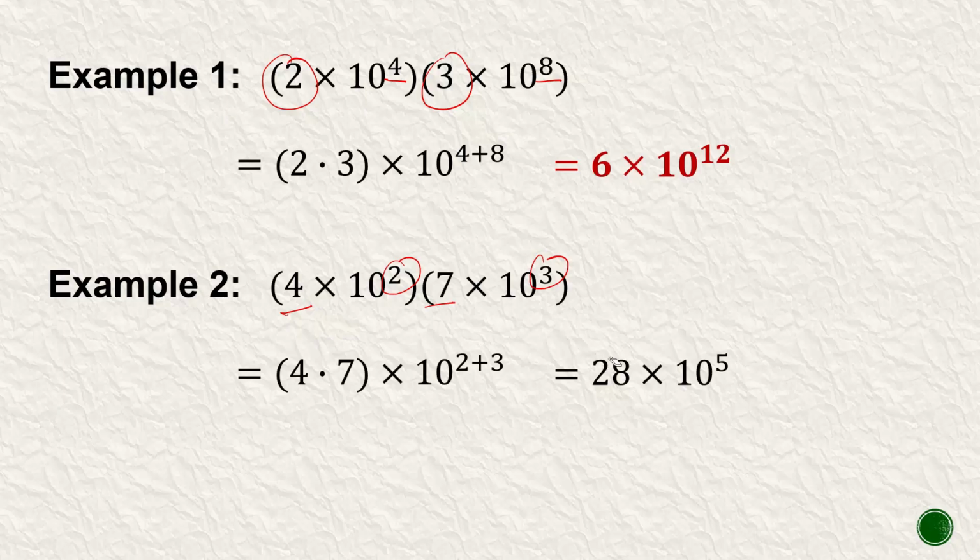Now, this is not the final answer because what we have here is a 28. So this number here should be from 1 to 9, meaning it should be 1 point something, 2 point something, 3 point something. The decimal point is obviously here, so we need to move the decimal point to the left. Once we do that, we will add 1 to the exponent. Why 1? Because we move the decimal point once. If we move the decimal point 2 times, we also need to add 2 to the exponent, and so on and so forth. So here, the final answer is going to be 2.8 times 10 raised to 6.